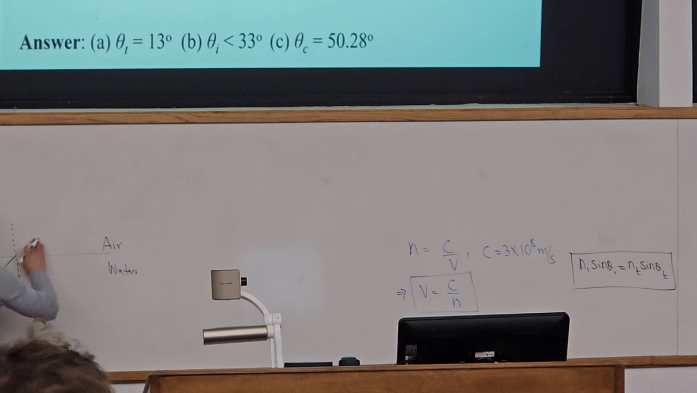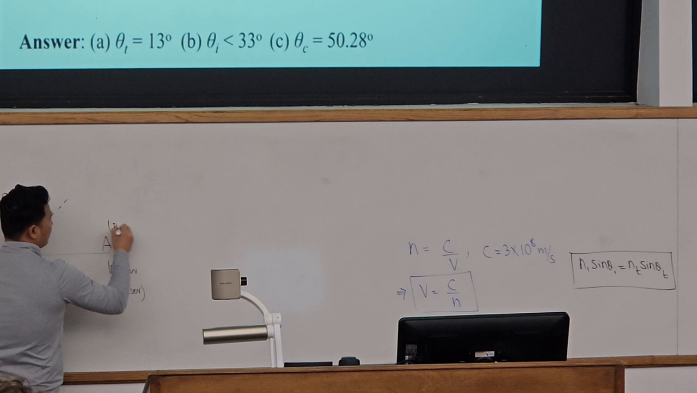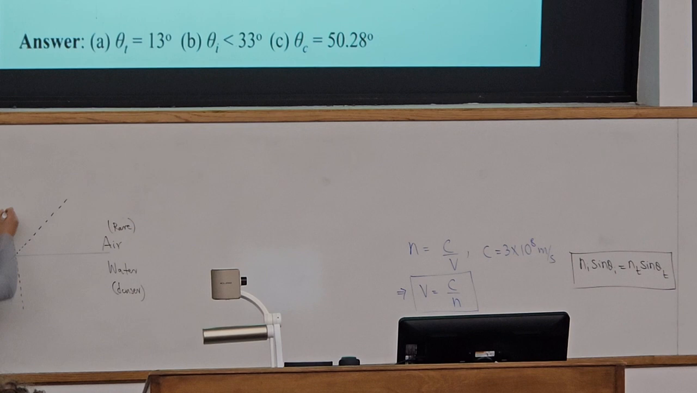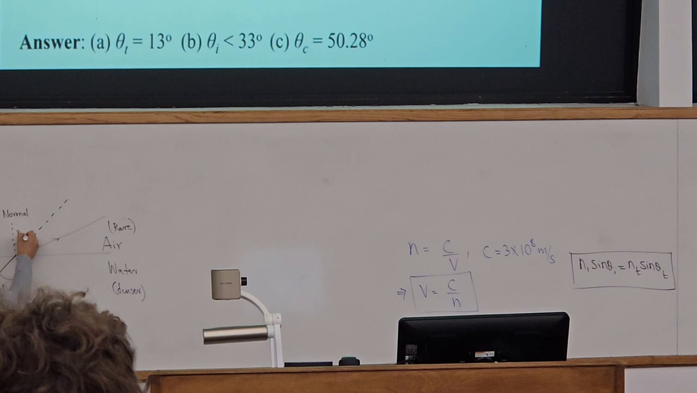Water is denser, and air is rarer. If you are going from a denser to a rarer medium, this is the normal. It doesn't bend towards the normal, it bends away from the normal. The angle that the transmitted ray makes with the normal is called theta T. This is what we learned.